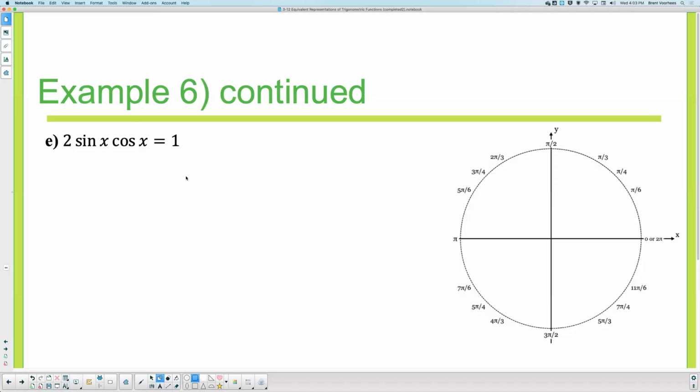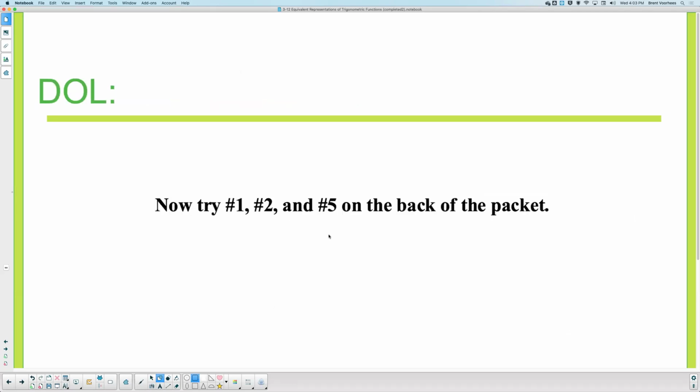Now we could keep going, but I feel like I've done enough. There's two more here. Go ahead and try DOLs 1, 2, and 5 on the back of the packet. DOLs 1, 2, and 5.